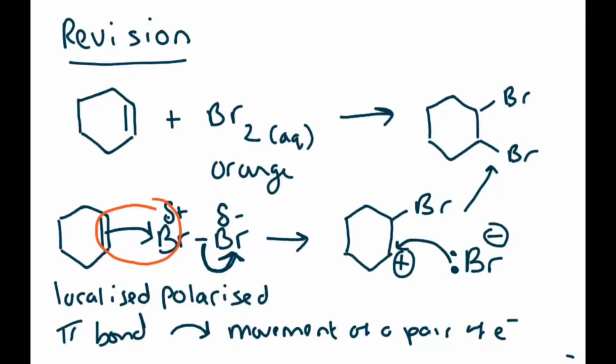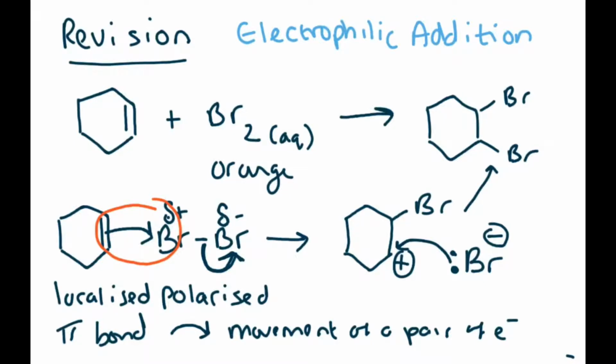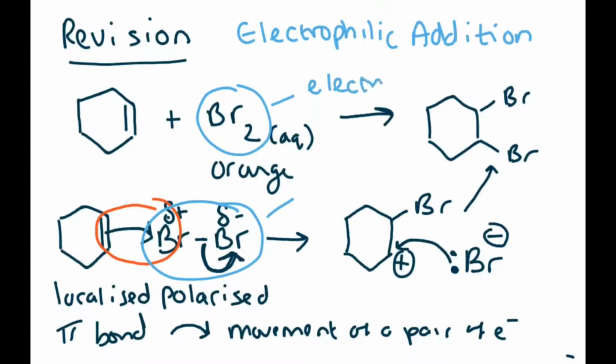The product is 1,2-dibromocyclohexane. Can you remember that this is called an addition reaction? Why is it called an addition reaction? Because two items are adding together to make one item, and it is called electrophilic addition, because the bromine is acting as an electrophile. Do you remember the definition of an electrophile? An electrophile is an electron pair acceptor. It's important for you to remember and understand that before you look at the reactions of benzene.